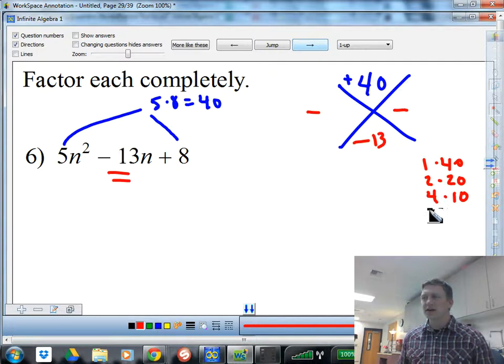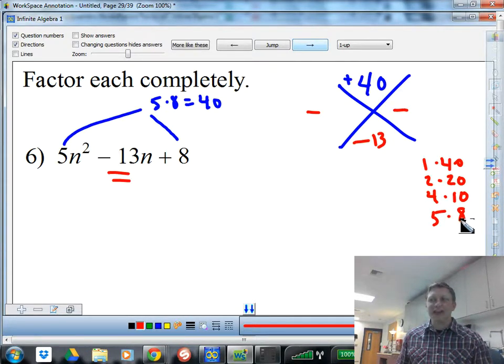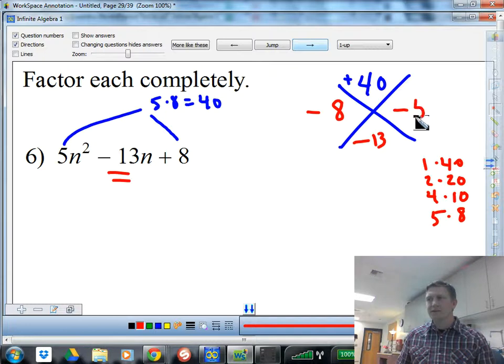Let's see. Well, there's 5 and 8, right? So we could keep going. 5 times 8. Oh, as we keep going, we see that 5 times 8, if we add those two numbers together, we get 13. So I'm going to put 8 here and 5 here. It really doesn't matter exactly where you put those.